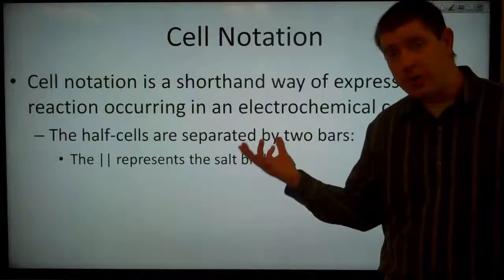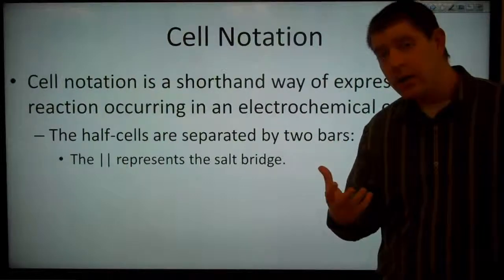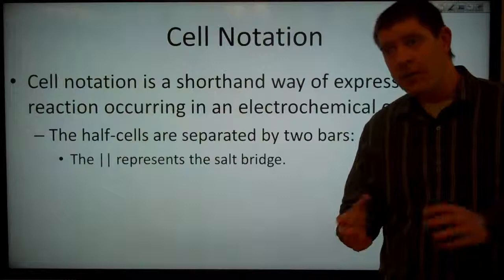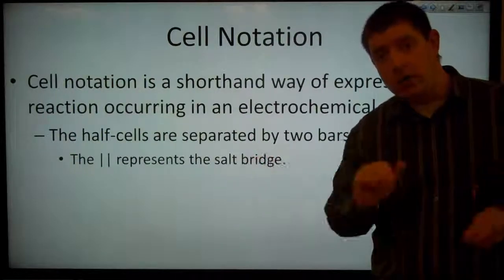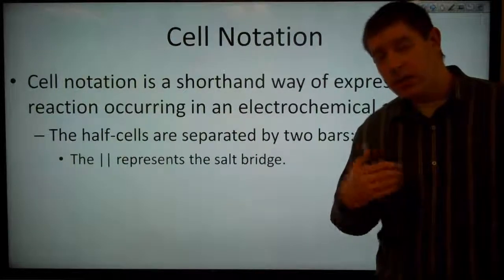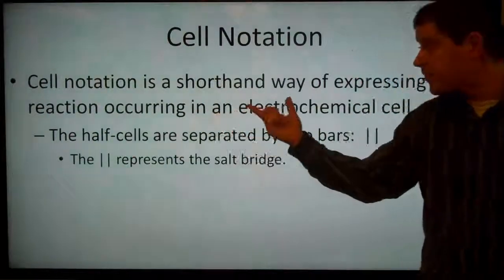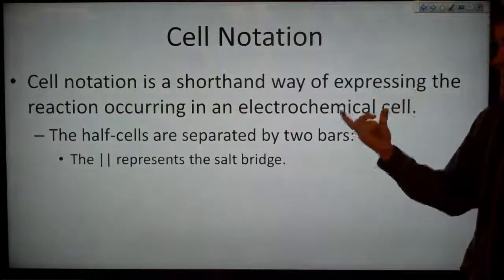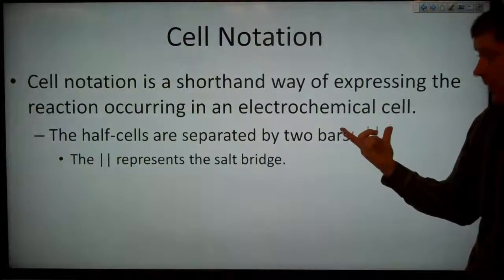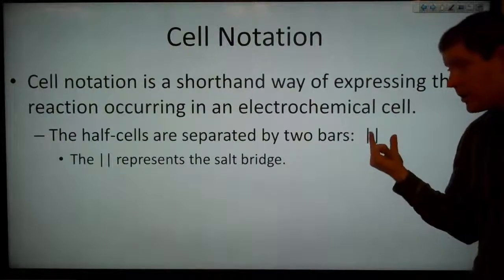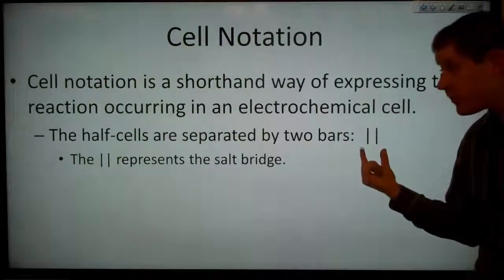And this brings us to cell notation. So we want a way of describing a voltaic or galvanic cell without having to write out a really large reaction specifying exactly what is going on. So we use cell notation. This is a shorthand way of expressing the reaction that's occurring in some electrochemical cell. And the two half cells are separated by 2 bars. This represents our salt bridge.